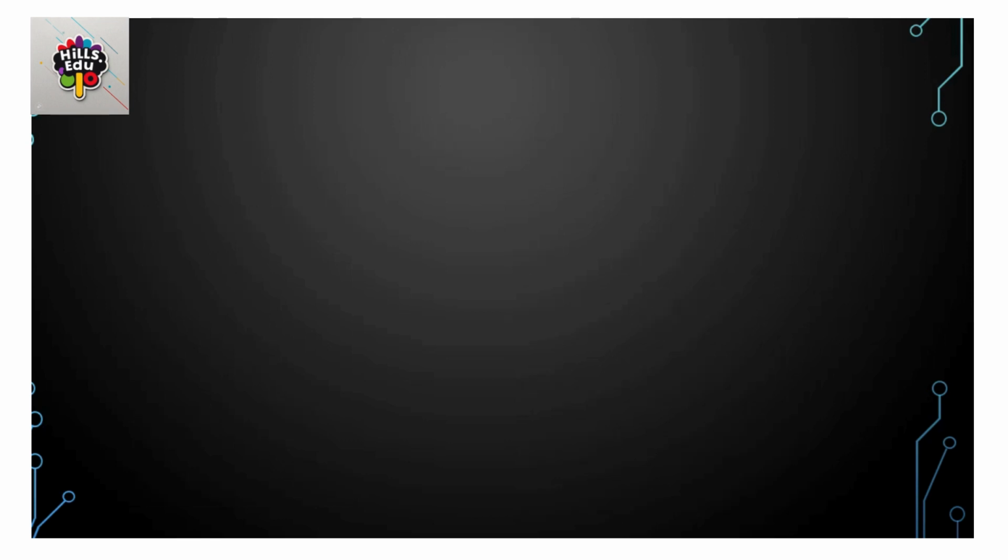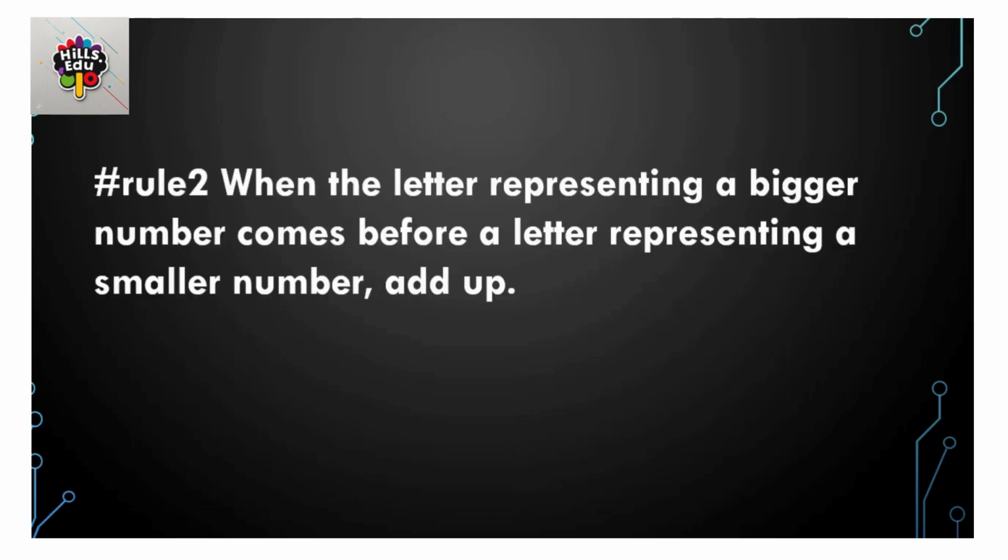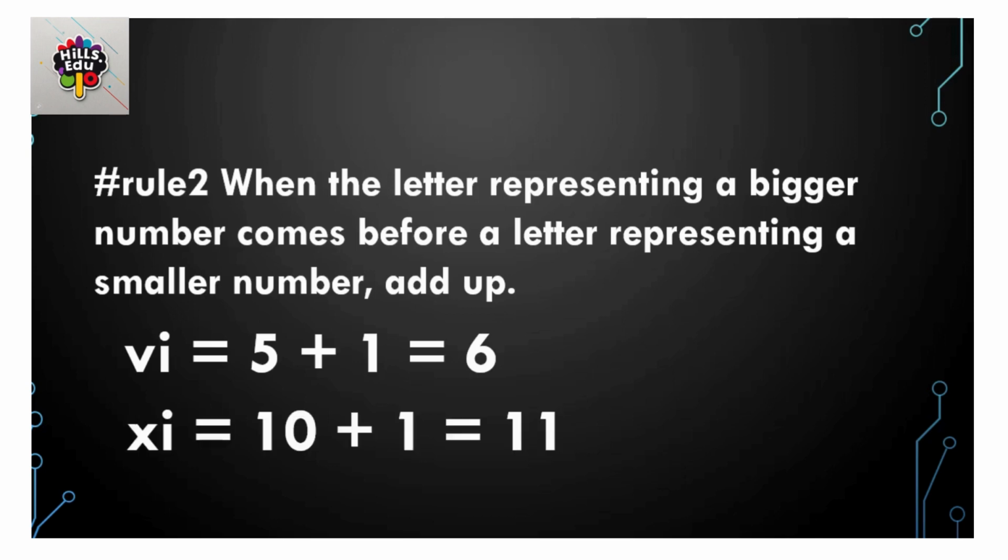Right. Next rule is that when the letter representing a bigger number comes before a letter representing a smaller number, you add them up. What do I mean? If I have VI, you can see that V is bigger than I because V represents 5 while I represents 1. And because the letter representing a bigger number comes before a letter representing a smaller number, you have to add them together. So VI, that is 5 plus 1, and that gives you 6.